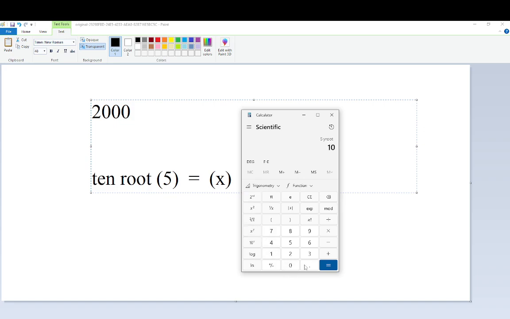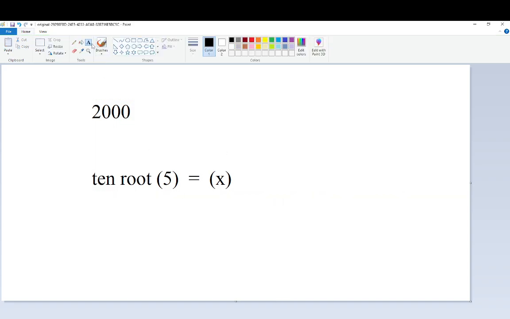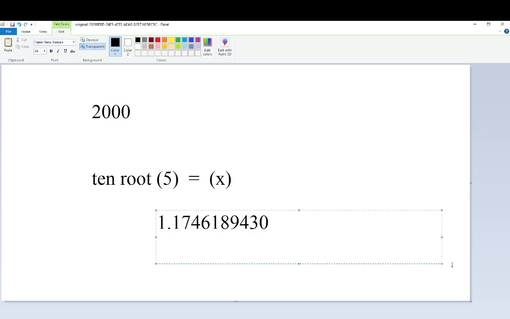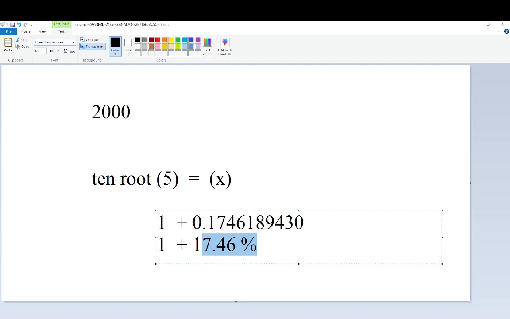10 root rate, 1.1746. What rate is that? Well, that's 100%, 1 plus 0.17. That's 1 plus 17.46%. It's almost impossible to find something that'll grow that fast other than business and real estate. Certainly not the stock market, maybe crypto, but you might go the other way. So that means I can't do it.